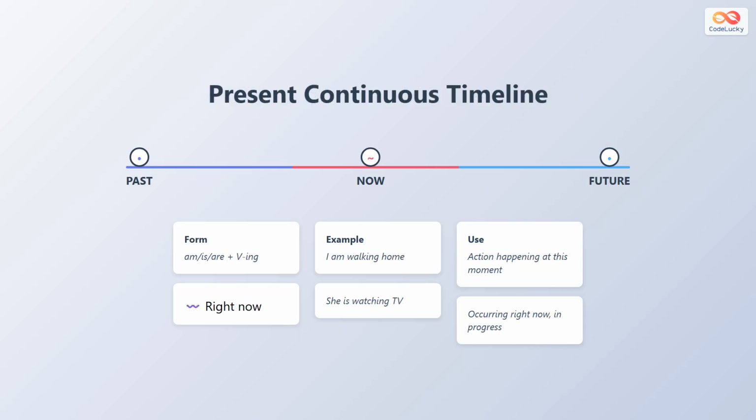The present continuous tense describes an action that is happening right now, at this moment. We form it with am, is, or are plus the base verb with -ing. For example, I am walking home, or she is watching television. The present continuous shows an action that is already in progress as you speak. It emphasizes that the action is currently in motion.